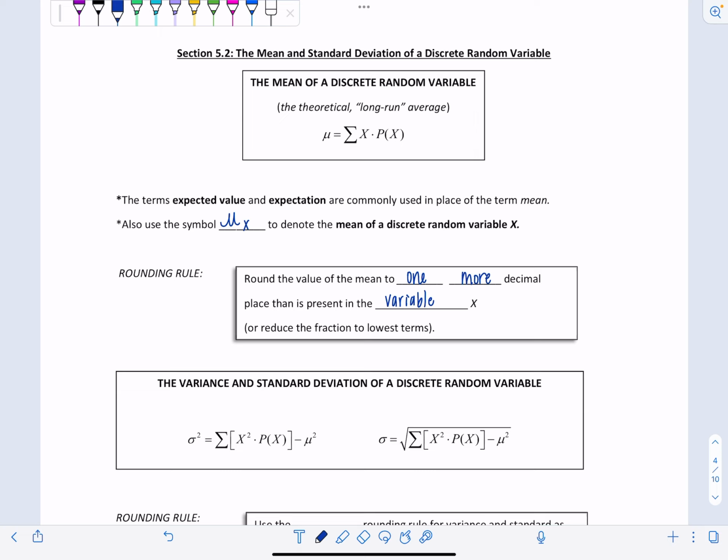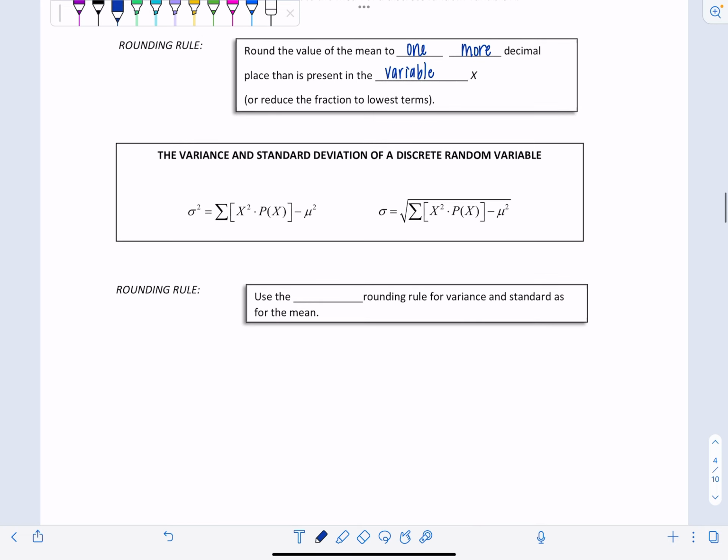Now, if you need the variance and standard deviation, here are the formulas. Remember, you really only need to learn the variance formula. Standard deviation, you just take the square root of the variance. So to get the variance, this time you're going to sum up all of the values of the variable squared times their probabilities. And then after you finish adding that up, you subtract the mean squared.